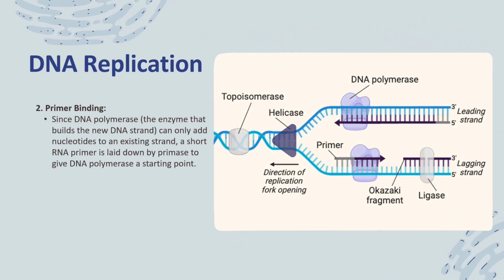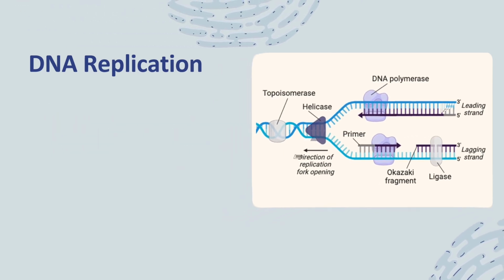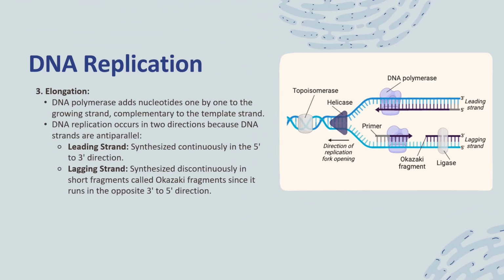Step number 2 is primer binding. Since DNA polymerase, the enzyme that builds the new DNA strands, can only add nucleotides to an existing strand, a short RNA primer is laid down by primase to give DNA polymerase a starting point. Step number 3 is elongation. DNA polymerase adds nucleotides one by one to the growing strand, complementary to the template strand.